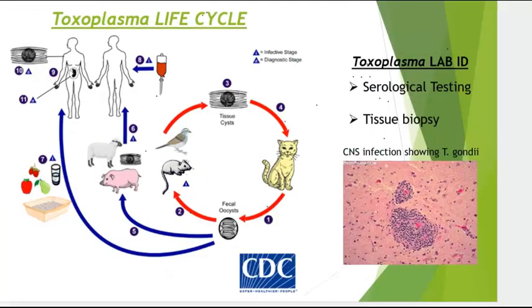Here's the life cycle of Toxoplasma, but before we get into that, let's look over here. Toxoplasma lab ID, you can do serological testing, but you can also do tissue biopsies and see evidence of Toxoplasma gondii. And this is showing a cross-section of the central nervous system. So this is a tissue biopsy showing Toxoplasma gondii. You can see the little cyst in the tissue.